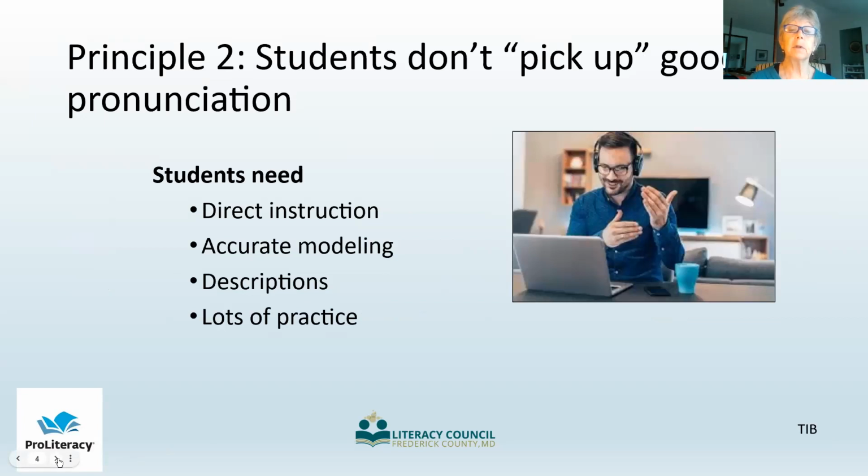The second principle of pronunciation instruction is that adult second language learners don't usually just pick up good pronunciation. The older students are, and the longer they've been speaking their native languages, the more training their ears and mouths have had in hearing and speaking non-English sounds. They need direct, explicit instruction in English pronunciation, in its sounds, its rhythm, its intonation, and then they need lots and lots of practice.